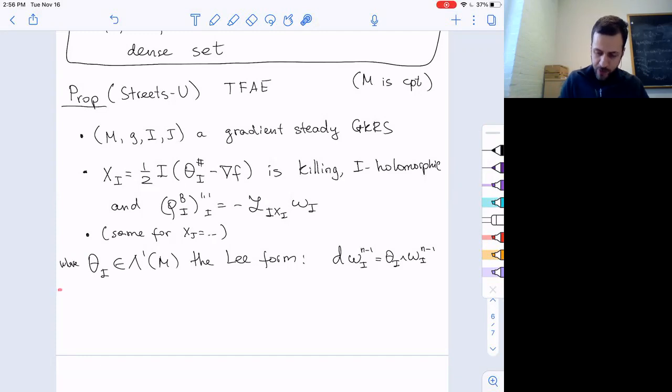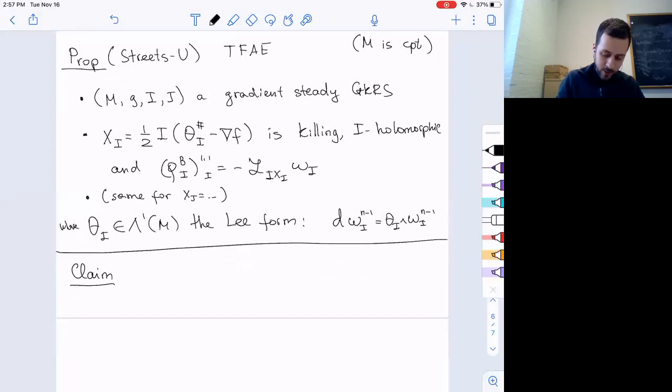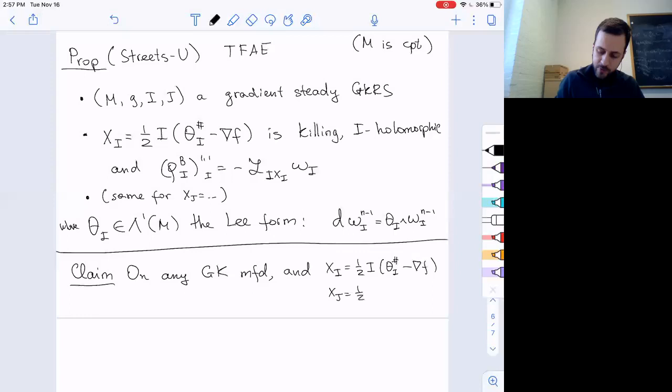So vector fields in this form are actually kind of special from the point of view of log nondegenerate generalized Kähler structures. I'll make a claim. This claim doesn't assume soliton equations; it's actually true in general. On any generalized Kähler manifold, take X_I defined by this formula. Again, f can be any function here, and X_J defined by an analogous formula.